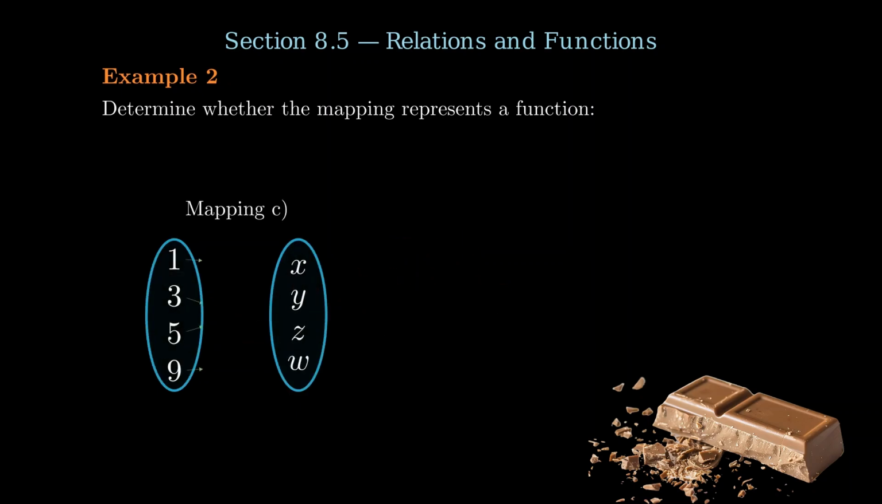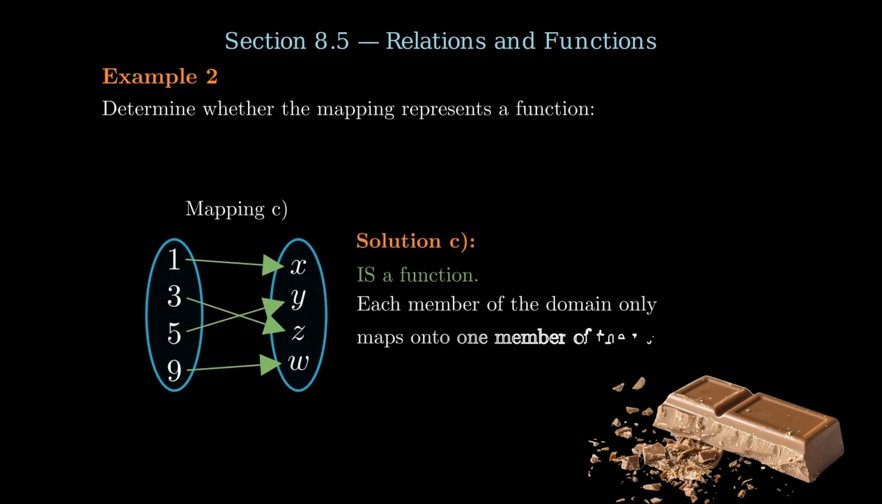Now let's examine mapping C. Our inputs are the same, but the arrows are different. Notice that every single member of the domain maps onto exactly one member of the range. Since no x value branches out to multiple outputs, mapping C successfully represents a true function.